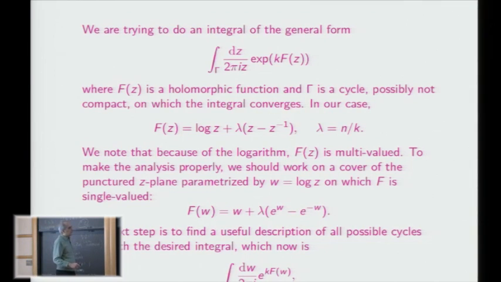In our example, the function is log z plus lambda times z minus z inverse, where lambda is n over k. But you see that f is multivalued because of the logarithm. It's better to pass to a cover of the z-plane on which f becomes single-valued. So we introduce w, which is log z, and then we work with this function, which is now w plus lambda times e to the w minus e to the minus w. And now, since you can't quite see our integral, I'll just write it. Our integral is now simply the integral dw of e to the k times f of w over some cycle.